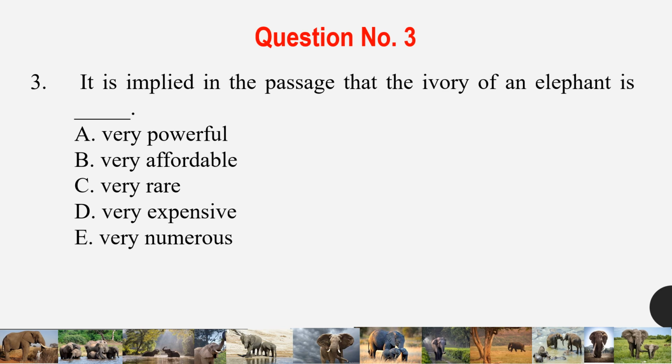Question number 3. It is implied in the passage that the ivory of an elephant is A. Very powerful. B. Very affordable. C. Very rare. D. Very expensive. E. Very numerous. To answer question number 3, let's go back to paragraph 1.